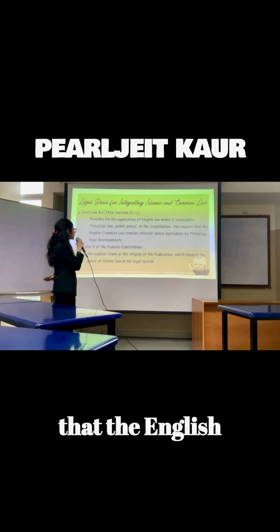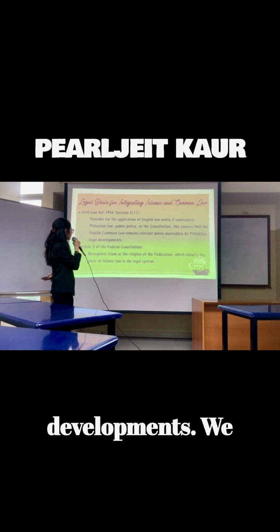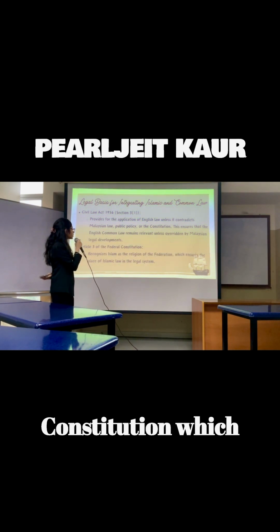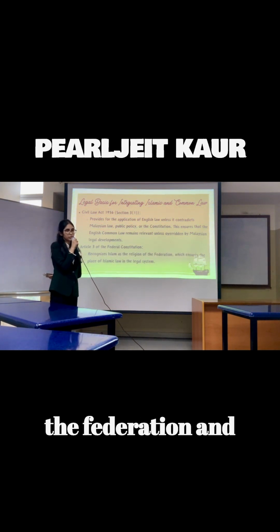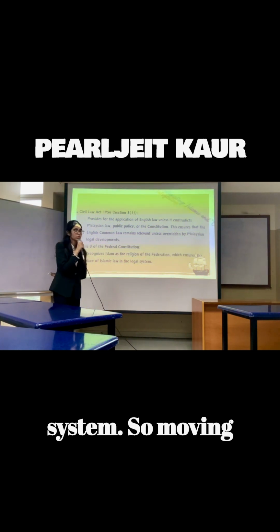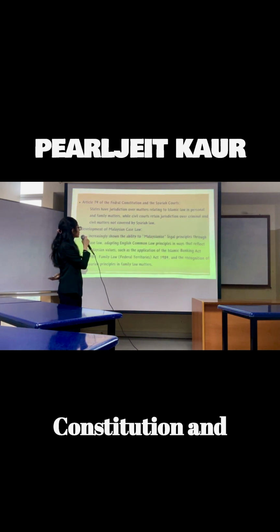So this ensures that the English common law remains relevant unless it is overridden by Malaysian legal developments. We can also take a look at Article 3 of the Federal Constitution, which recognizes Islam as the religion of the Federation, and that ensures the place of Islamic law in the legal system. Moving on, we can take a look at Article 74 of the Federal Constitution and the Sharia laws.